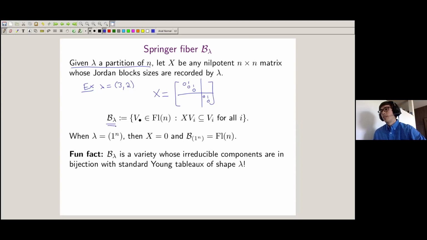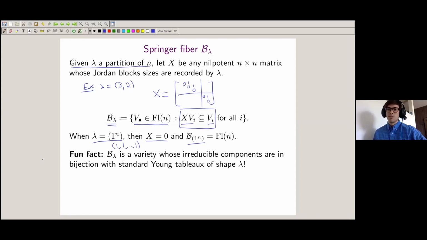And then we'll define B_lambda as a subspace of the complete flag variety. It's all of the complete flags that are invariant under acting by that matrix. So all of the V dots such that when you act by X on V_i, it's contained in V_i. And as a special case of this, you get the flag variety back. If you take lambda as the partition with all ones, then what's a matrix with Jordan type all ones? Well, it has to be the 0 matrix. But if X is 0, this condition is trivial because the 0 subspace is always contained in V_i. And so the Springer fiber in that case is all of the complete flag variety.